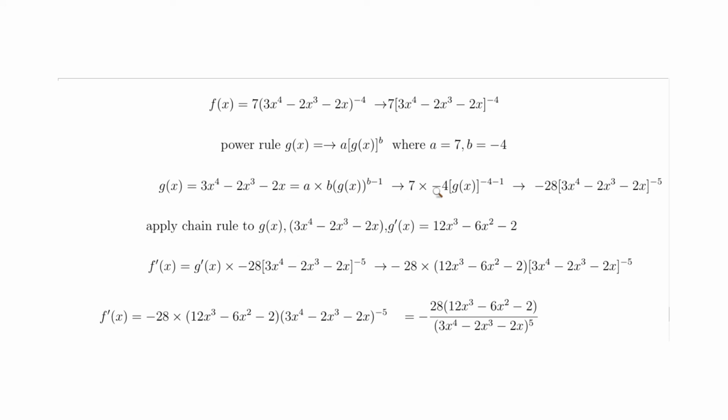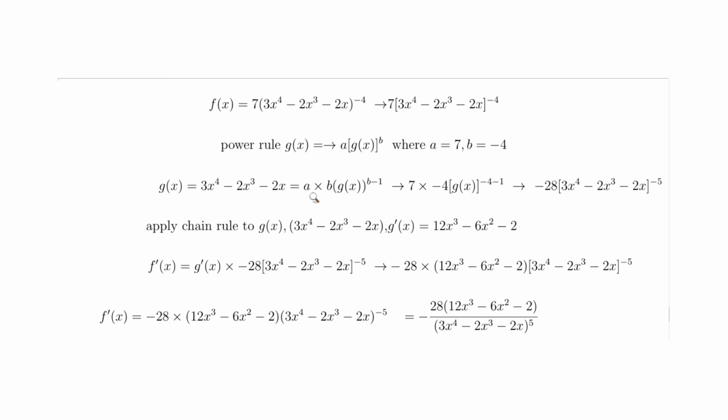So 7 times -4 times g of x to the power of -4 minus 1. So -4 minus 1 is -5. 7 times -4 is -28. And it's times by g of x. So what we end up with now is -28 times (3x⁴ - 2x³ - 2x) to the power of -5.